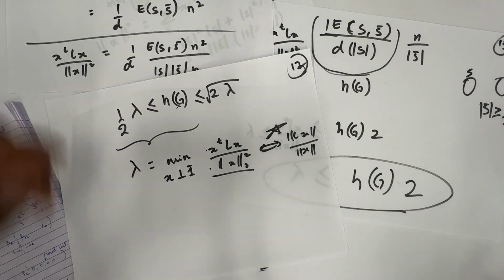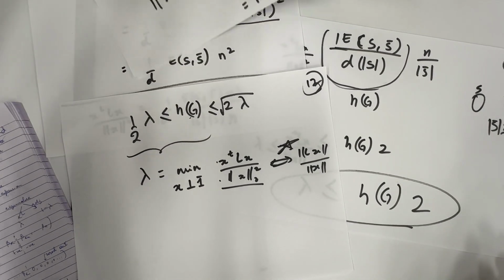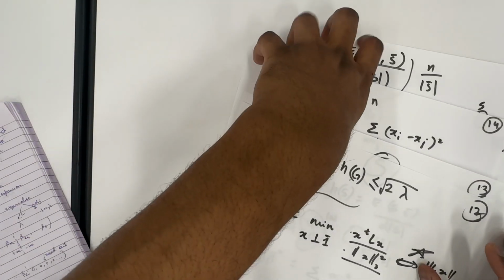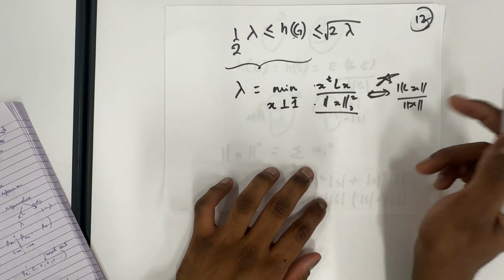Let's go over the proof again because I think I was not very clear on this one. Basically, we want to find the minimum over x transpose Lx over norm of x square.